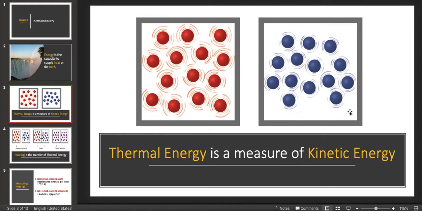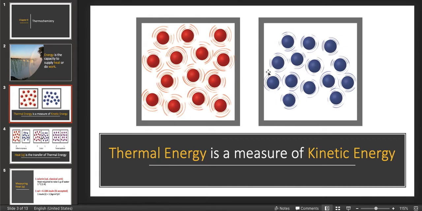The particles in the colder object are moving slower because they have lower kinetic energy, because they have lower thermal energy. These two terms are directly related to each other. The higher the thermal energy, the higher the kinetic energy. The lower the thermal energy, the lower the kinetic energy, or the slower the molecules are moving. That is also true.